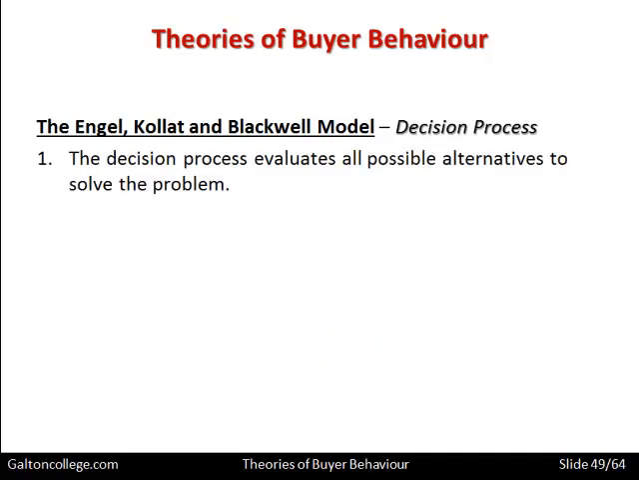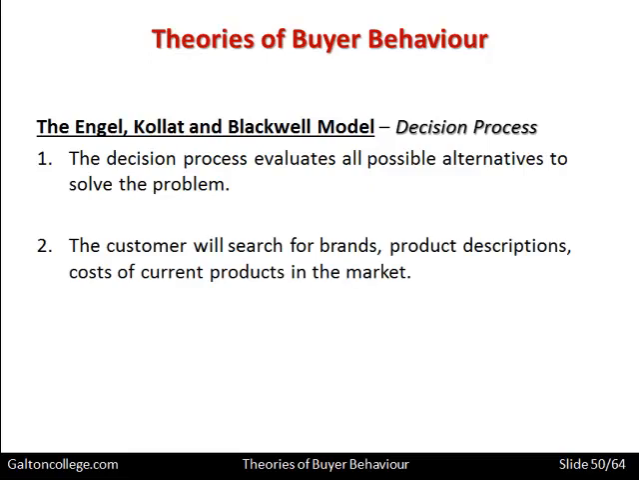The decision process. Well, the decision process evaluates all possible alternatives to solve the problem. Having identified a set of alternatives and trying to decide which one is best, then the decision process evaluates all of the possible alternatives to solve the problem, the initial need that needs to be resolved. So the decision process looks at all the possible alternatives to the problem.